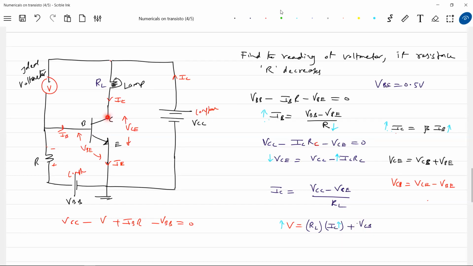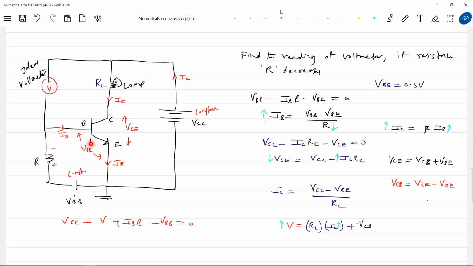We can get the answer in one loop only. We'll write a loop through VCC, through the ideal voltmeter, VBE. If we write that loop, then we can get the answer easily. VCC minus V minus VB equals 0. VCC and VBE are constant, so V is also constant.